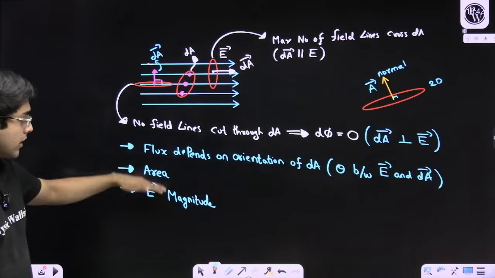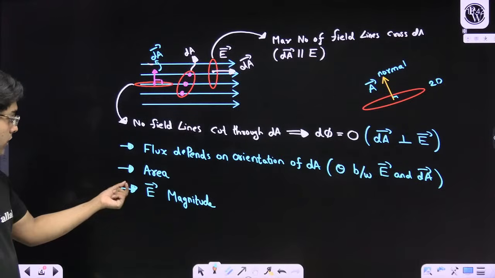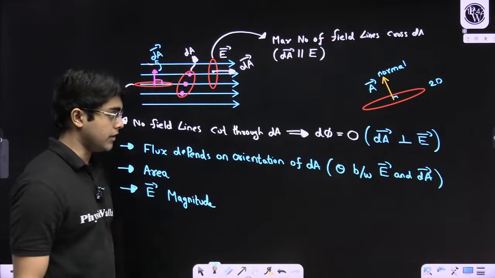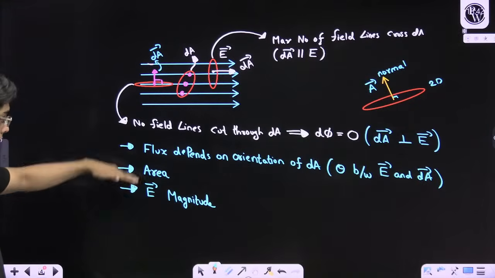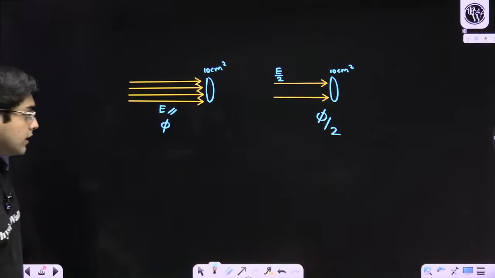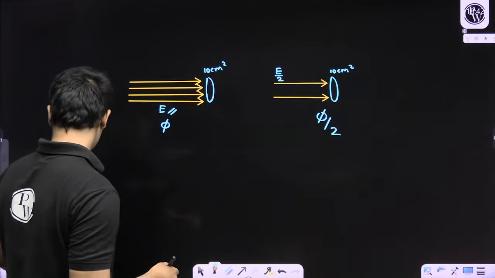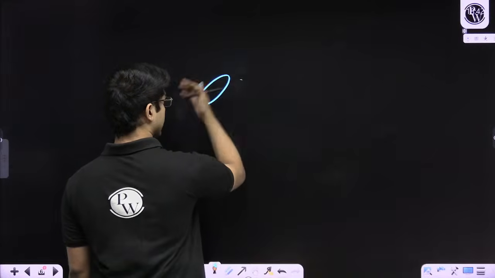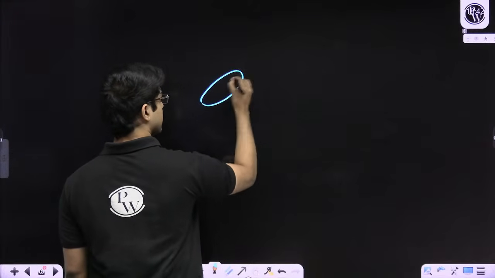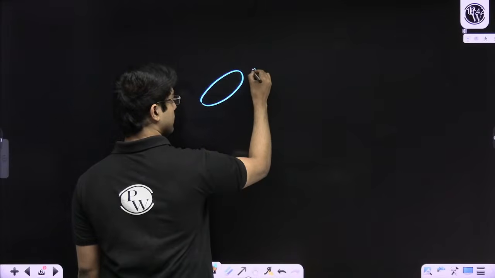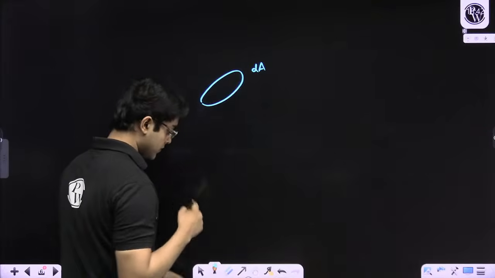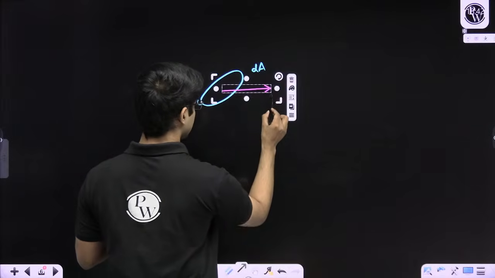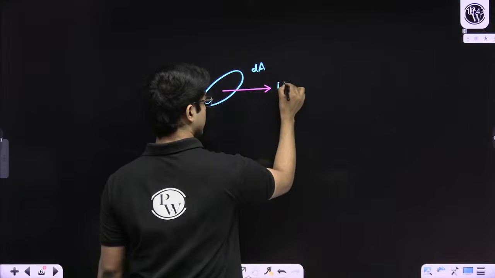So these 3 things we can observe pretty easily. It depends on the electric field, how strong it is, how big the area is, and the orientation of the area. So if we club these 3 things together, then the mathematical relation for the flux is, if I have a small area, I am just drawing a bigger diagram. If it's a small area dA, and the electric field is E vector at the area dA.